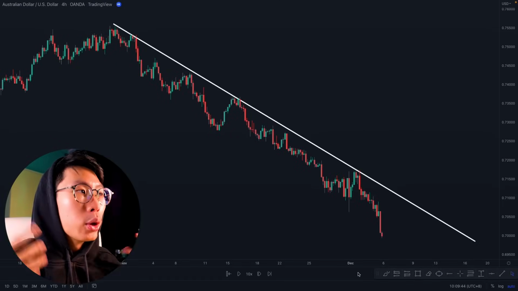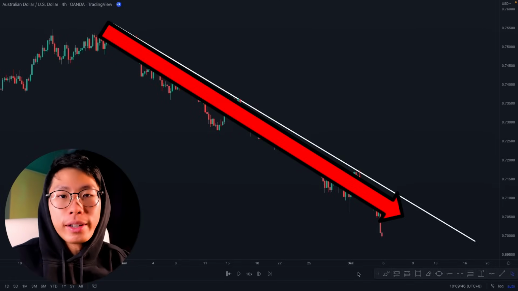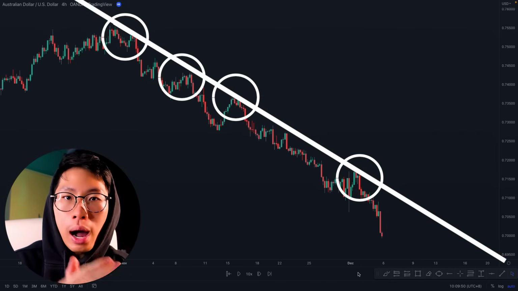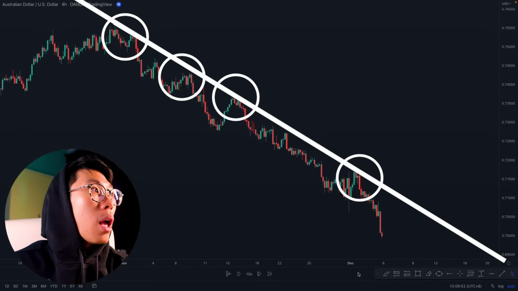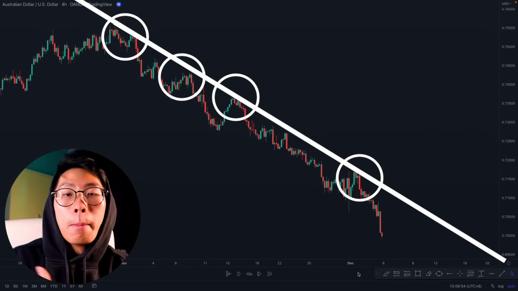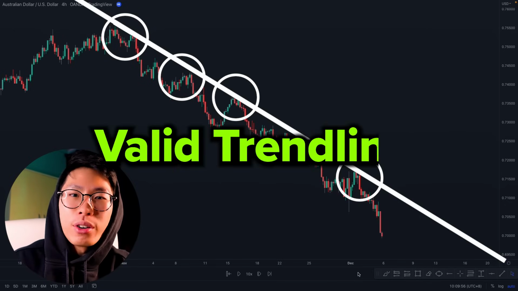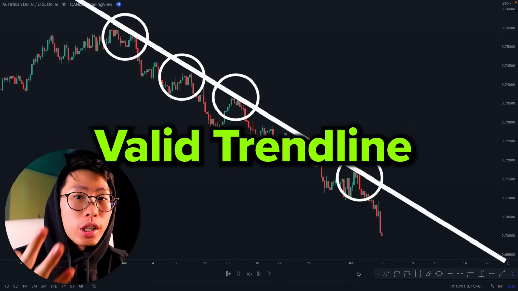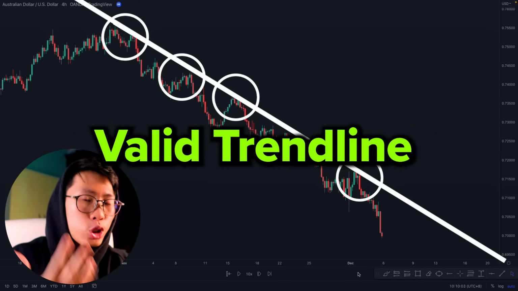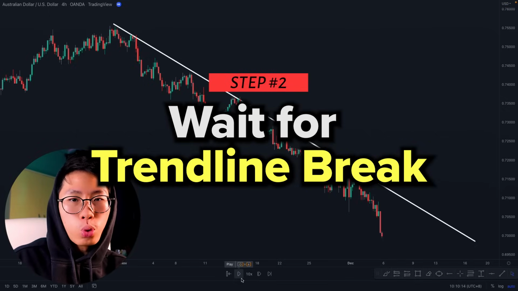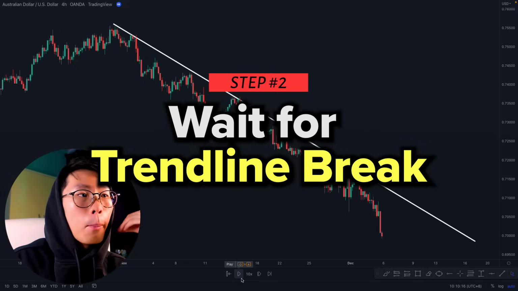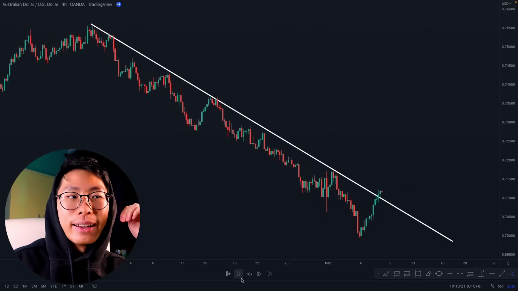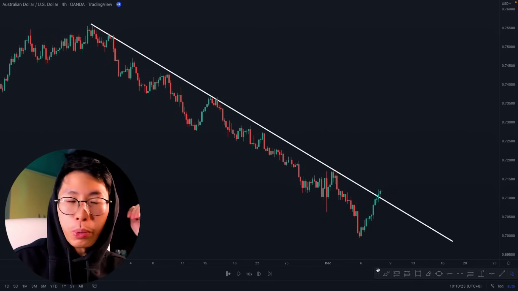Now here's another example. You can see that right now we are in a downtrend this time, and we can draw a trend line connecting all of these lower highs. And as you can see right here, price has bounced off this trend line multiple times, which makes it a very valid trend line. Because remember, at least 3 touches, and right now it has more than 3 touches, so we are good. So right now the next step is to obviously wait for price to break out of this trend line. So we still wait, and as you can see right here at this point of time, this is when price breaks out of the trend line.